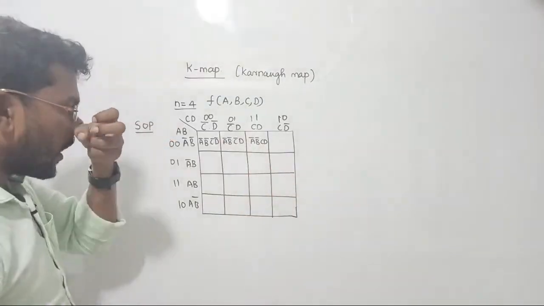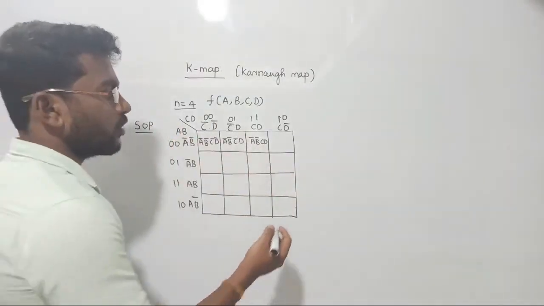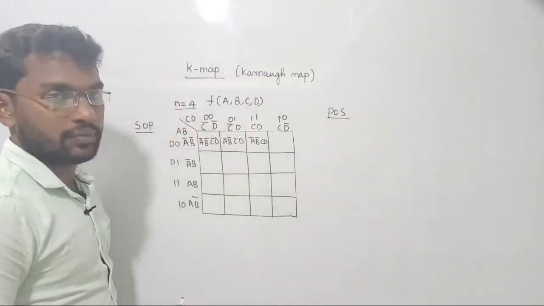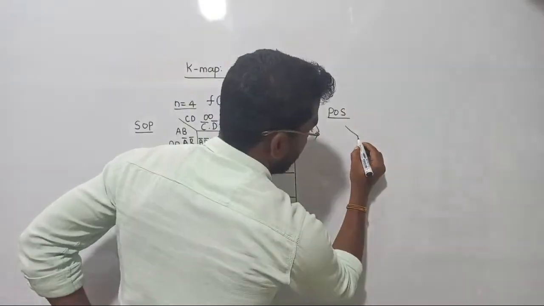Clear? So that is how we write the 4 variable K-map, right? Because I don't want to waste my time, you please do it by yourself. Next, product of sum, right? So let me demonstrate how to write product of sum.